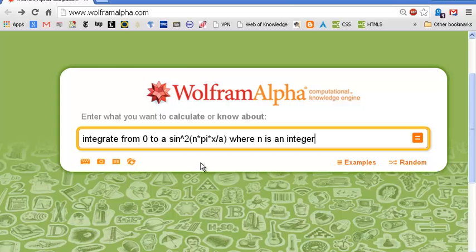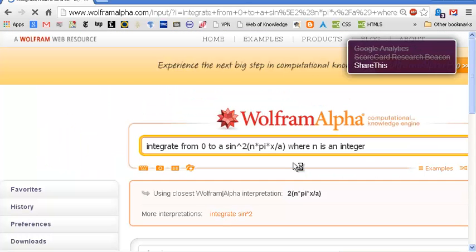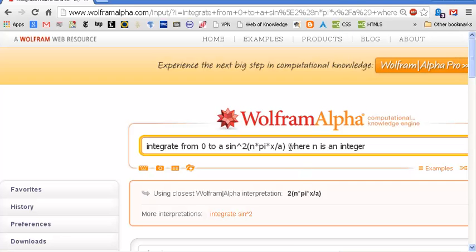So I've already typed this in here. Let's see if we can make Wolfram Alpha understand that. Integrate from 0 to a sine squared n pi x over a, where n is an integer. Okay, Wolfram Alpha, let's see how smart you are. Well, not too smart here. Closest Wolfram interpretation, 2 n pi, we don't want to integrate that. What's it talking about? Well, it turns out it's not smart enough to recognize the phrase where n is an integer. So, all right, not quite there yet, not quite total good artificial intelligence.